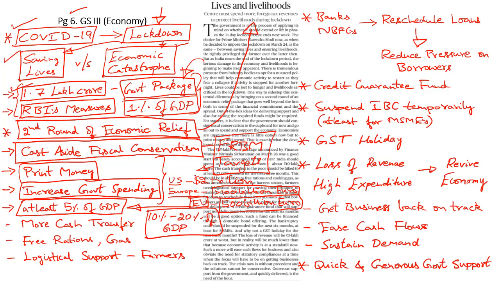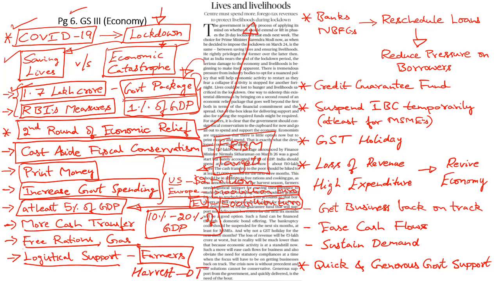Such a massive economic stimulus can help provide for more cash transfers to the weaker sections. It can provide more free rations, cooking gas, etc. It can help the government to provide free logistical support to the farmers in order to harvest their crops and transport them to the markets.